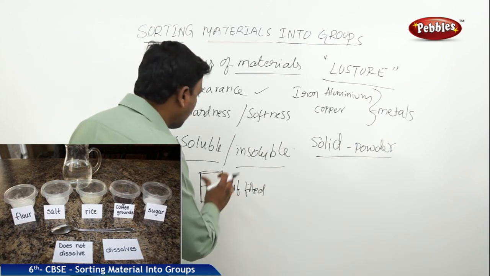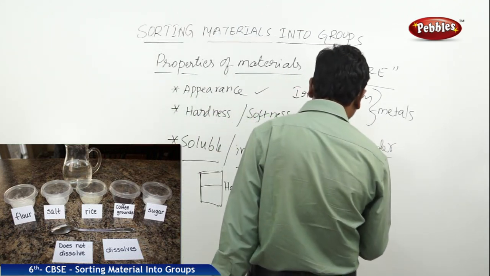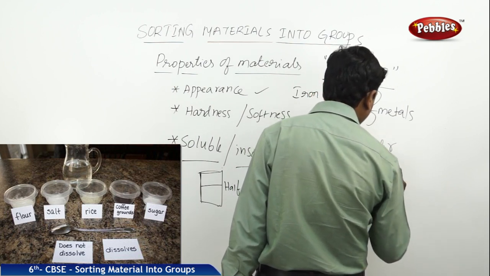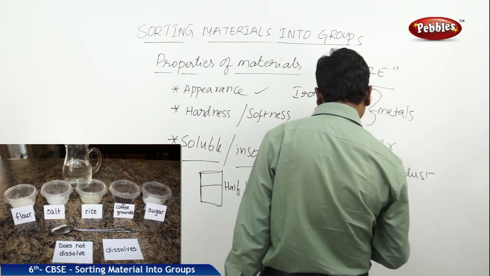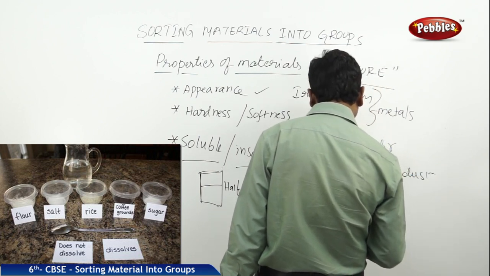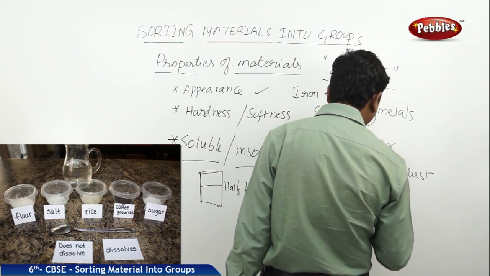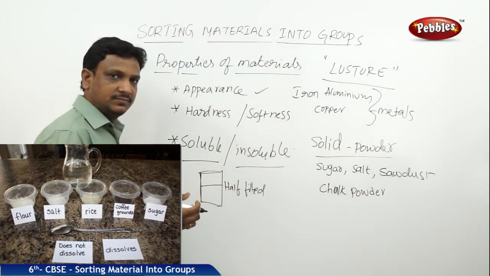So, in this half filled glass of water, let us begin with the solids. What are the solids? Take sugar, salt, sawdust, chalk powder. So, these five items let us consider. So, take one by one.